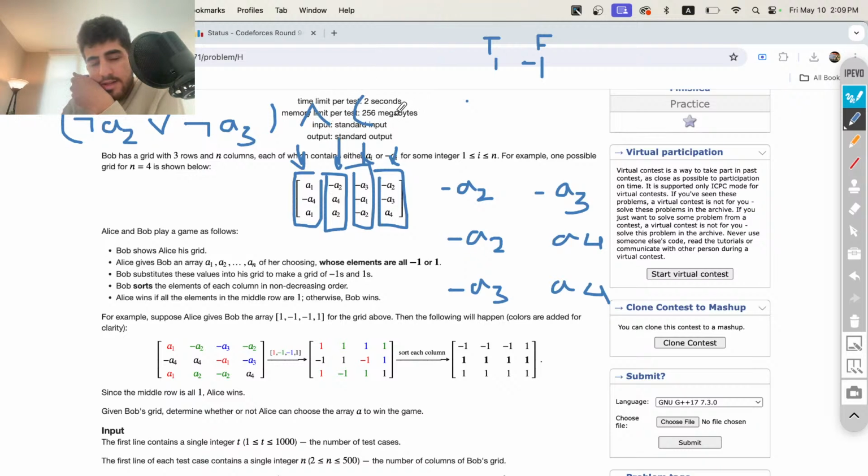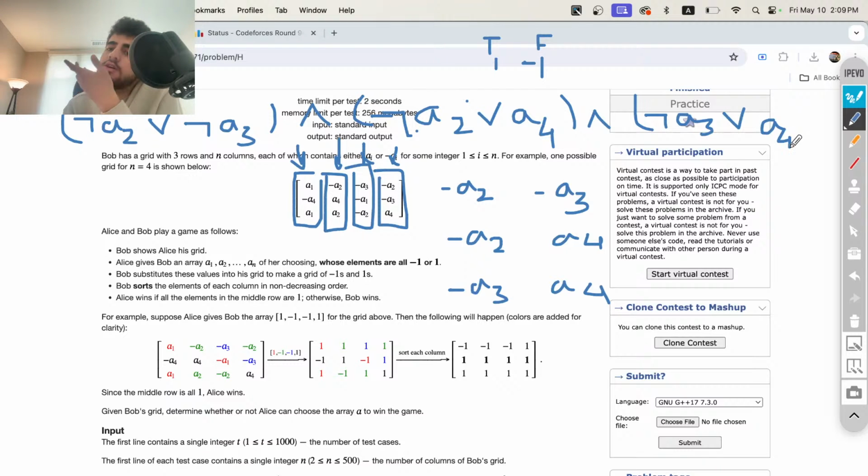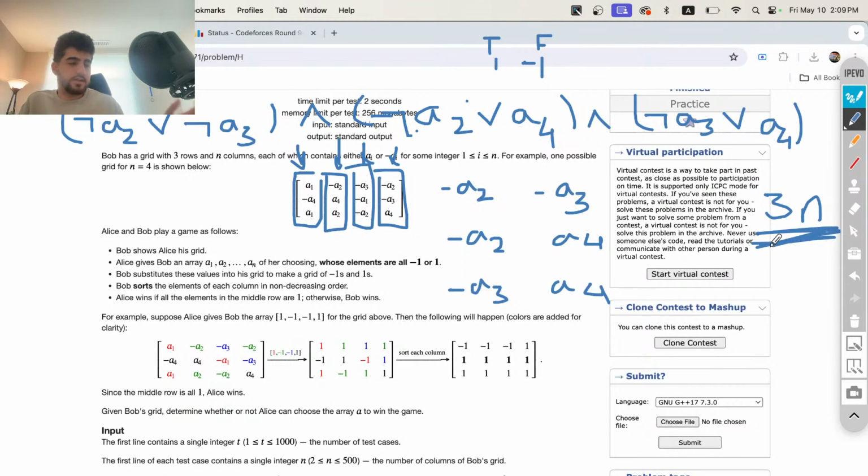And for example, either a2 should be false or a4 should be true. And either a3 should be false or a4 should be true, and so on. So it's like we have 3n clauses, and it is like a simple 2-SAT, and we can just solve it and try to find the values. And this is just solving a 2-SAT, and that's all.